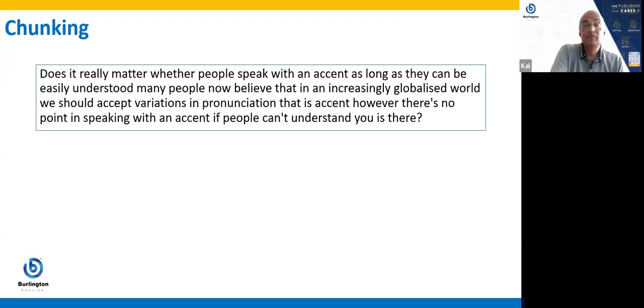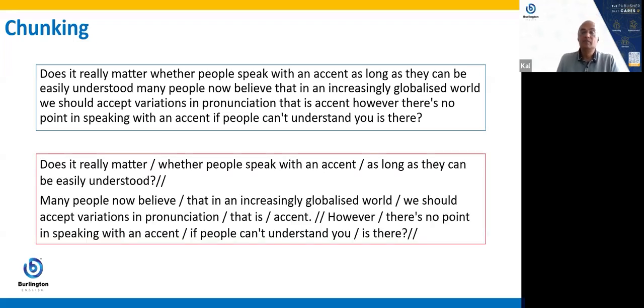Does it really matter whether people speak with an accent as long as they can be easily understood? Many people now believe that in an increasingly globalized world, we should accept variations in pronunciation, that is, accent. However, there's no point in speaking with an accent if people can't understand you, is there?